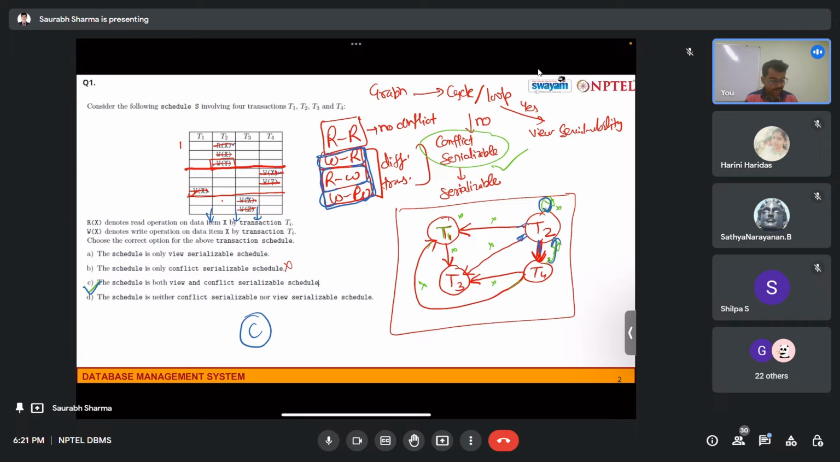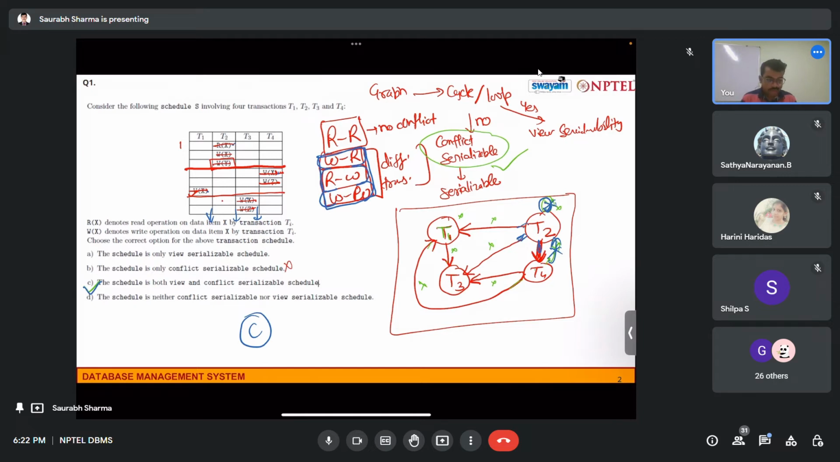Between any two transactions, there is nothing like this or this, so we can clearly say that it is conflict serializable. And if it is conflict serializable, it is also view serializable. You can see this in the lectures and the theory in the book also. Okay, so it is done.